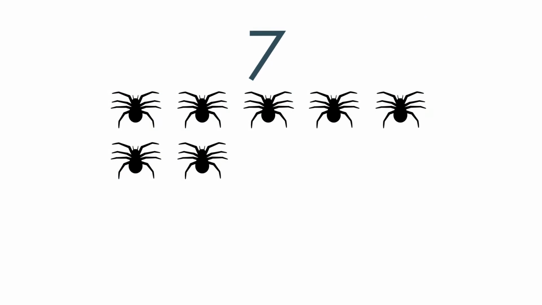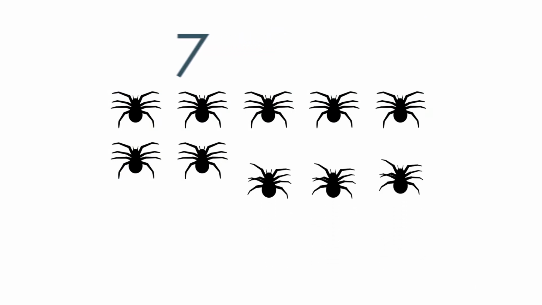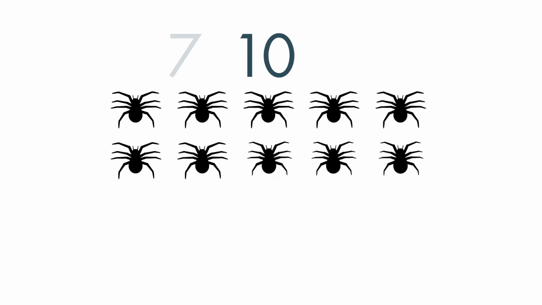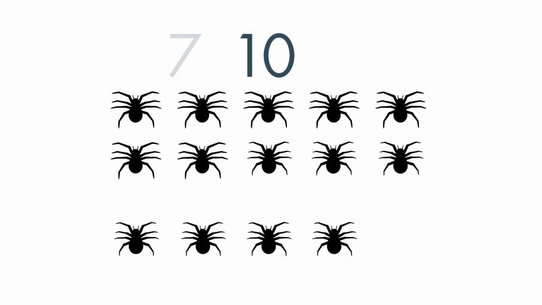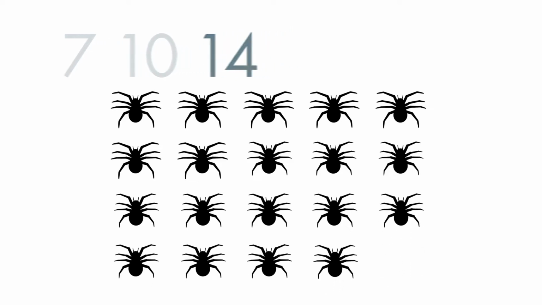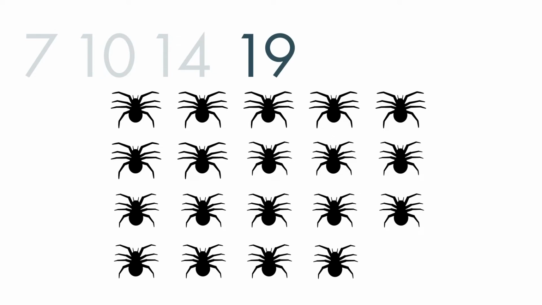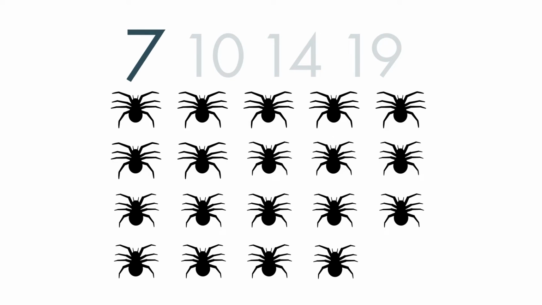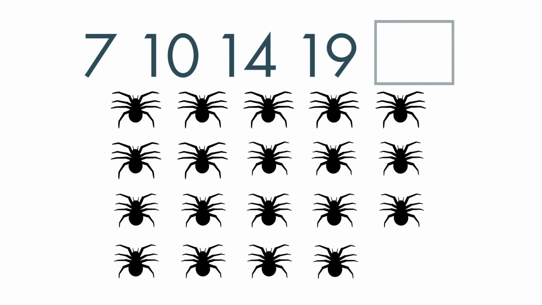There are 7 spiders. Now we see 10 spiders and the number 10. More spiders have joined the group, and we see the number 14. Now more spiders have joined. There are 19. Notice that the number is getting bigger each time. This is a growing pattern. What number will be next?